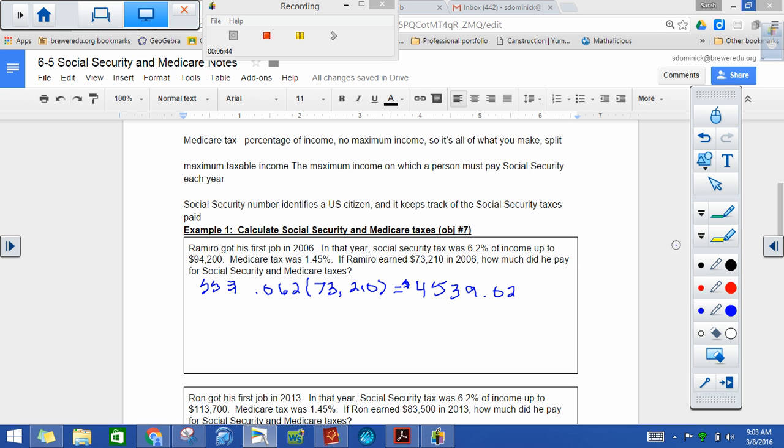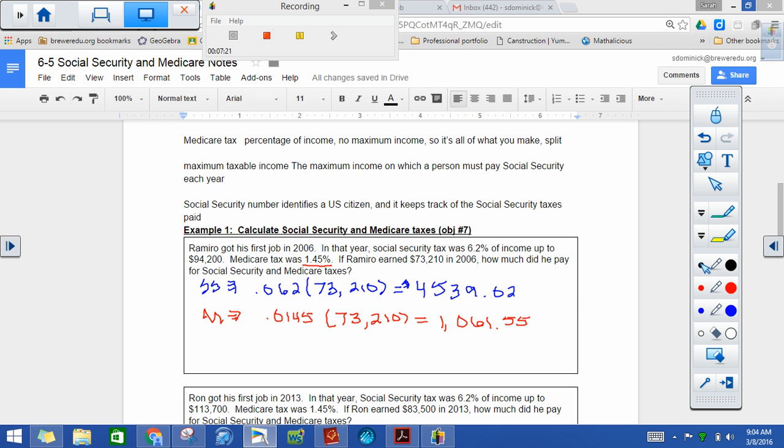To do Medicare, you're going to do the same thing, only you're going to have a different percentage. So Medicare was 1.45%. Move the decimal over twice. I'll get 0.0145 for a decimal. And again, multiply that by his yearly income. Remember, Medicare is always the yearly income. There is no maximum for the year. If you do that total, you're going to get $1,061.55.